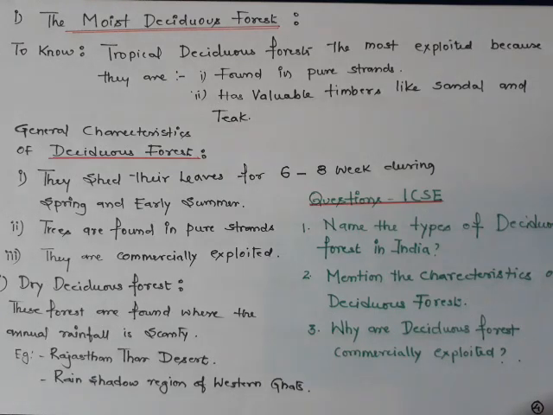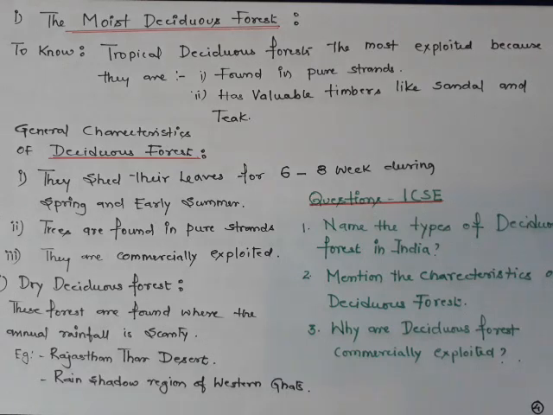Dry deciduous forests, these forests are found where the annual rainfall is scanty or less than 50 centimeter. Rajasthan Thar Desert is an example for dry deciduous forest. Why? Because this comes under the rain shadow region of Aravalli Mountains. At the same time, the rain shadow region of Western Ghats. So the central Deccan Plateau has desert type of vegetation because of the scanty rainfall.